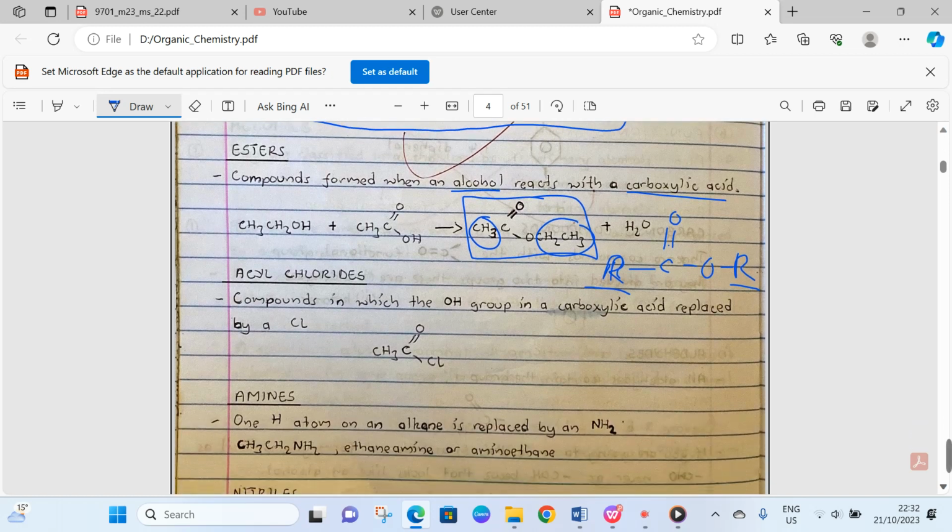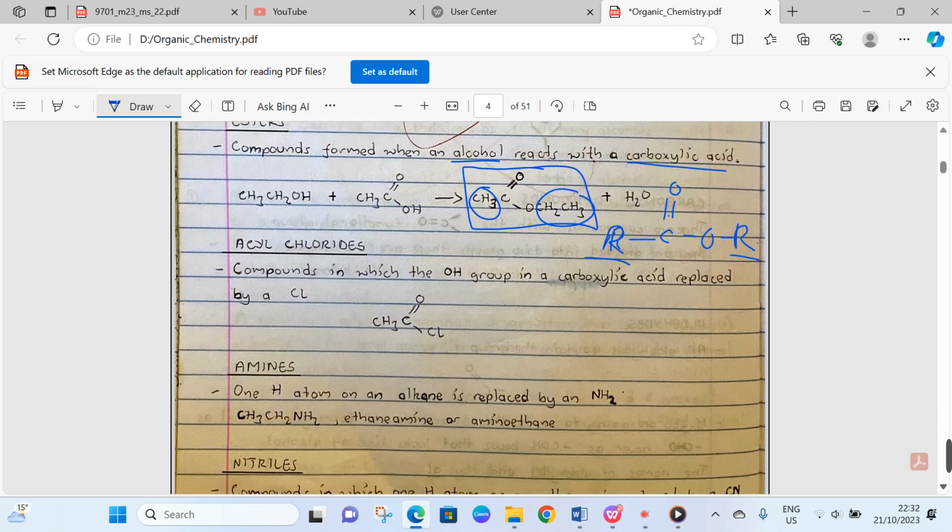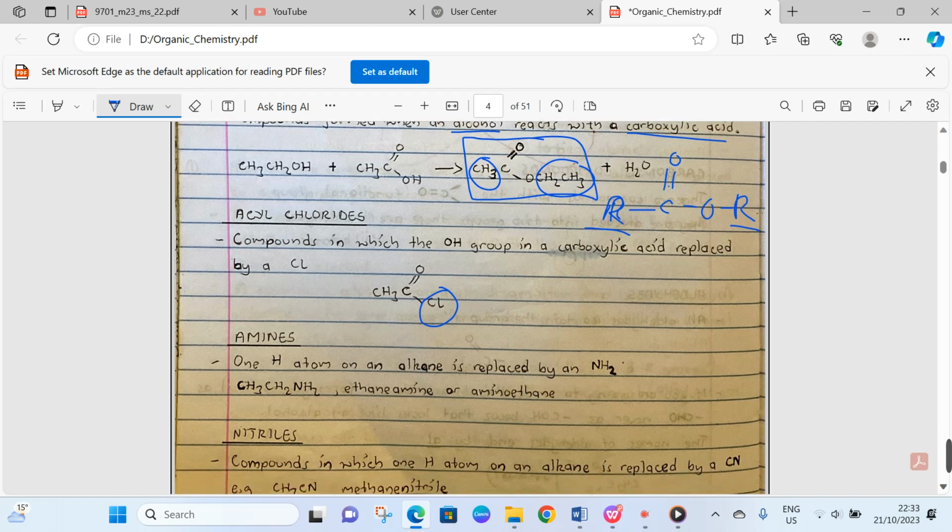This is the structure that represents esters. Now let us move on to acyl chlorides. Acyl chlorides are just carboxylic acids whereby one OH group here has been replaced with a chlorine atom. That's what there is to it. And acyl chlorides, you should know this, these are the most reactive organic compounds.